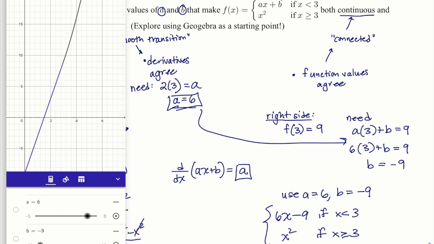Looks pretty good. It looks like those graphs definitely match up, and it looks like there's a smooth transition at that point where x is 3. Right. Great.